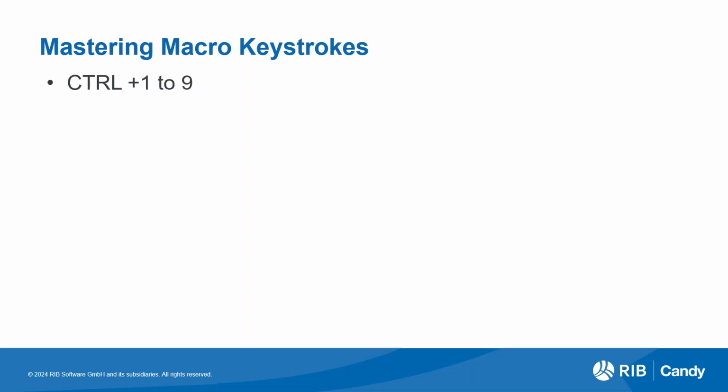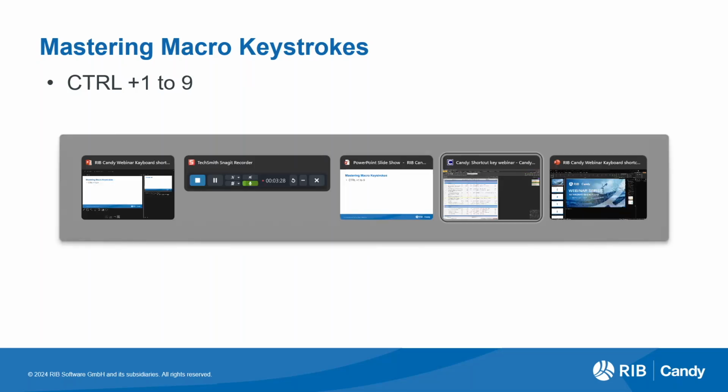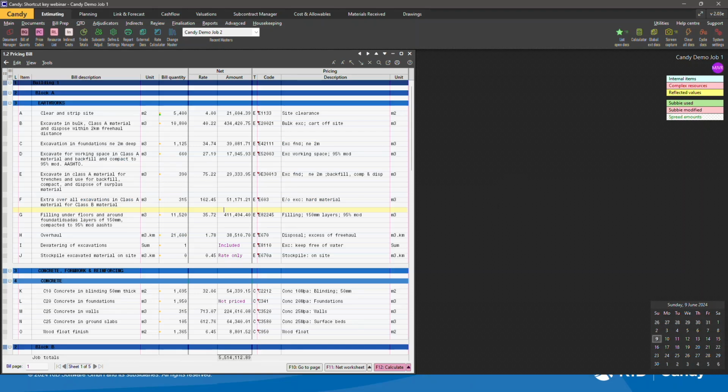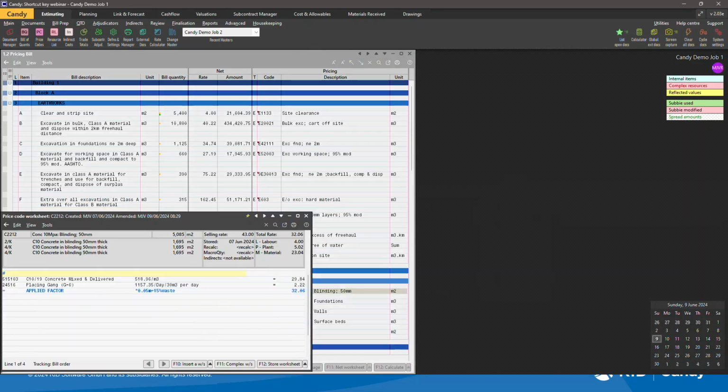Now this function was actually developed before the computer mouse was developed, at the beginning of the Candy application development, to save our users time and speed up their use of the system. So how does this work? For this, I'm going to use a wastage example. I'm just going to go to Candy. I'm going to open up this concrete blinding, and you can see that I've applied 15% waste to this concrete blinding item. Now let's say the phrase 15% waste is something that I use quite often.